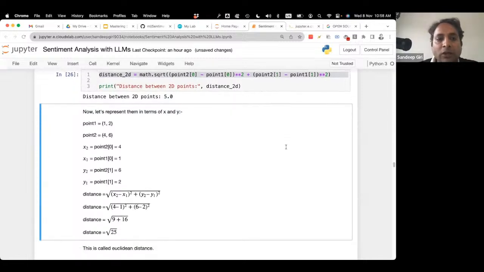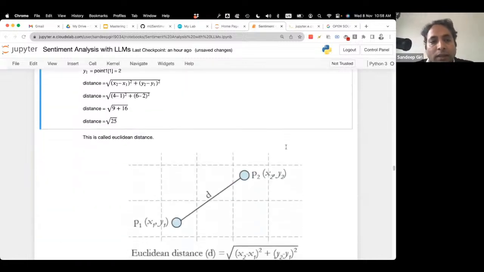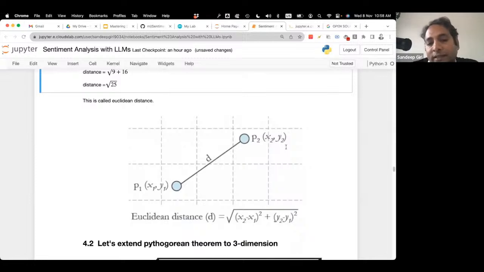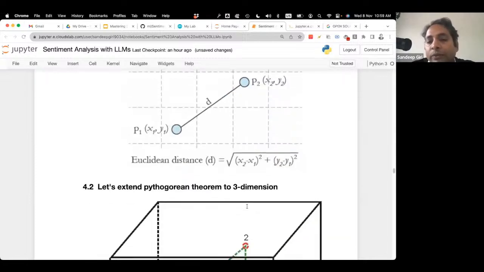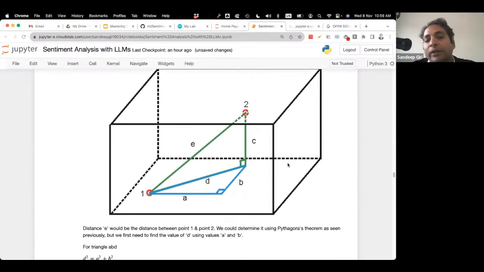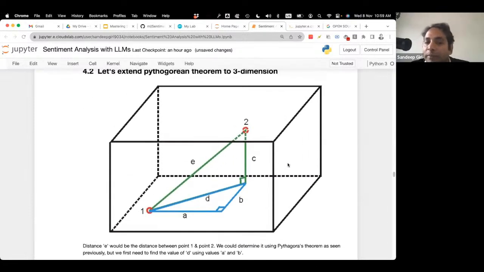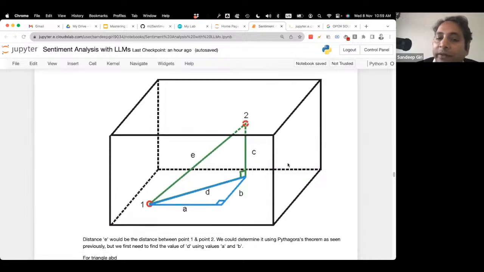Now, this is also called Euclidean space. If you have x1, y1, x2, y2, we use this formula called the square root of (x2 minus x1) squared plus (y2 minus y1) squared. Now, we can extend the same Pythagoras theorem to the 3D world.